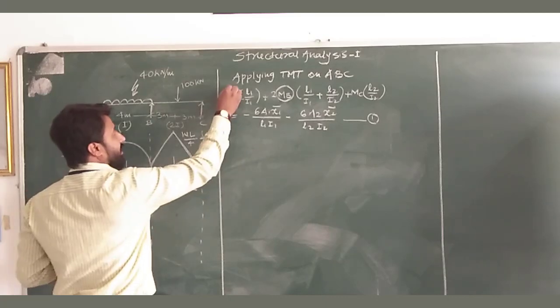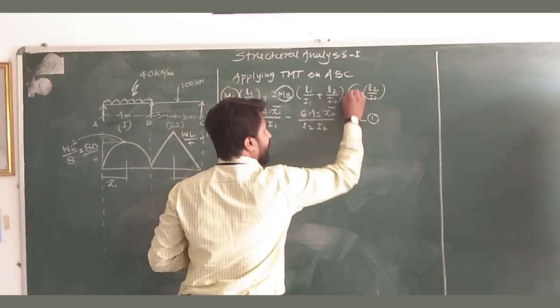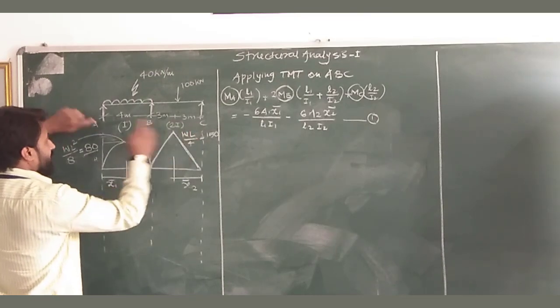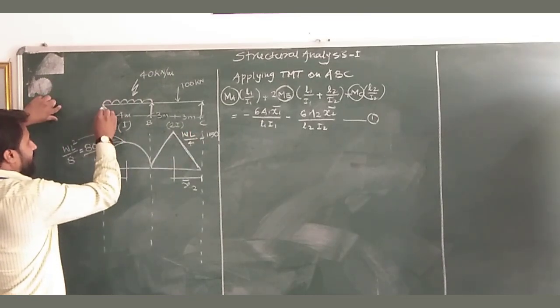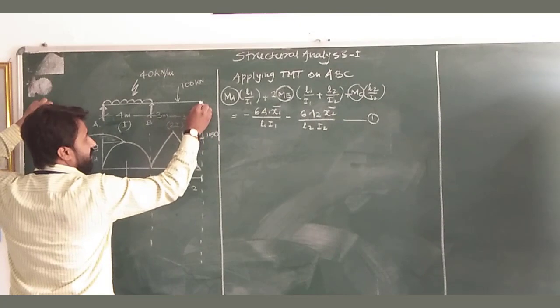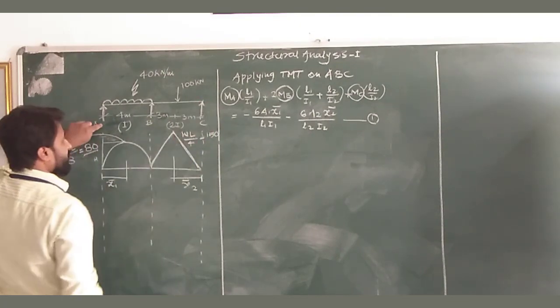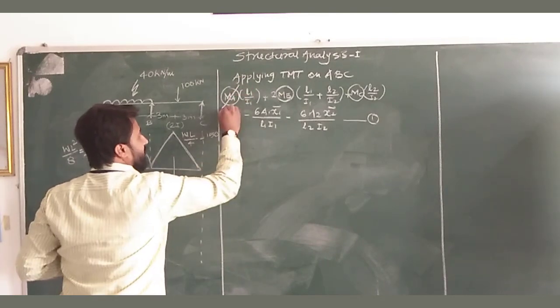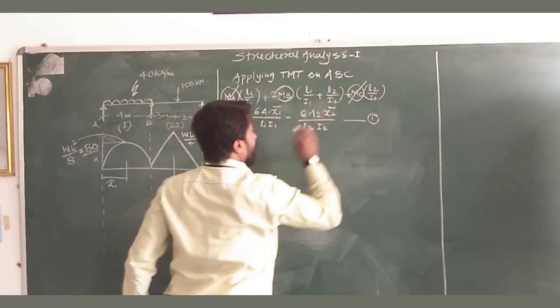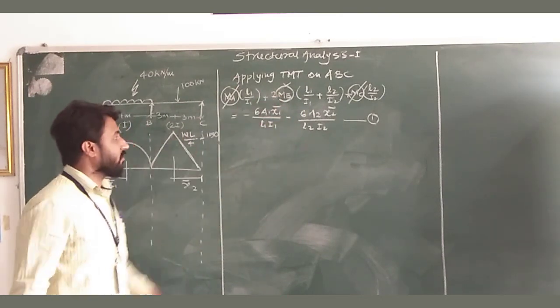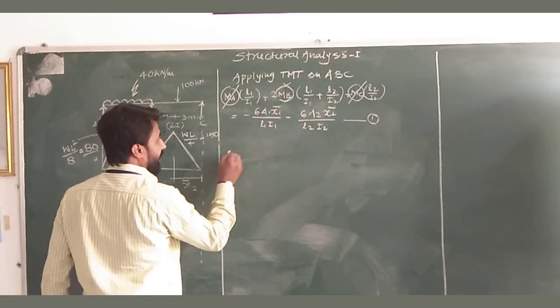Why? Because moment A and moment C will be 0 because they are acting at the end supports. Moment A due to this end support and moment C at the C support will become 0. So only unknown is moment B, which we have to calculate. Okay, so first we will calculate the area 1.